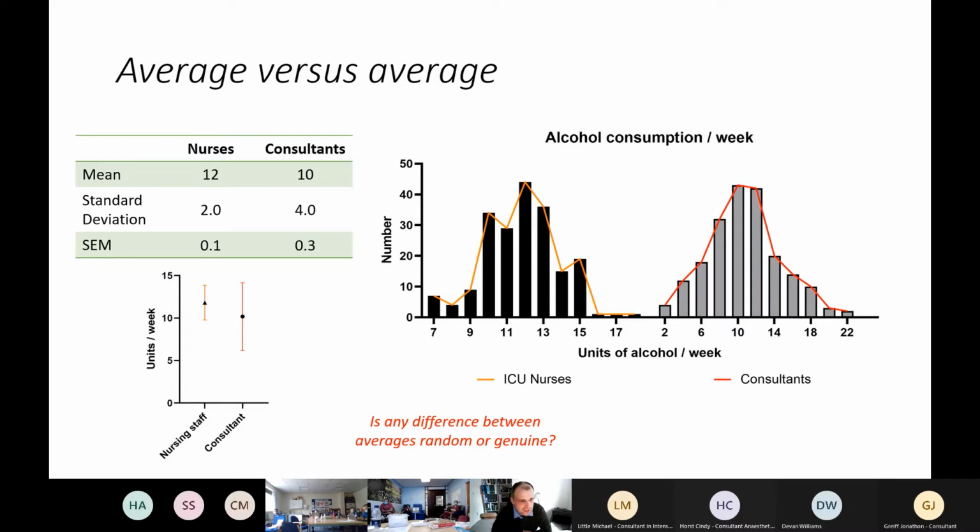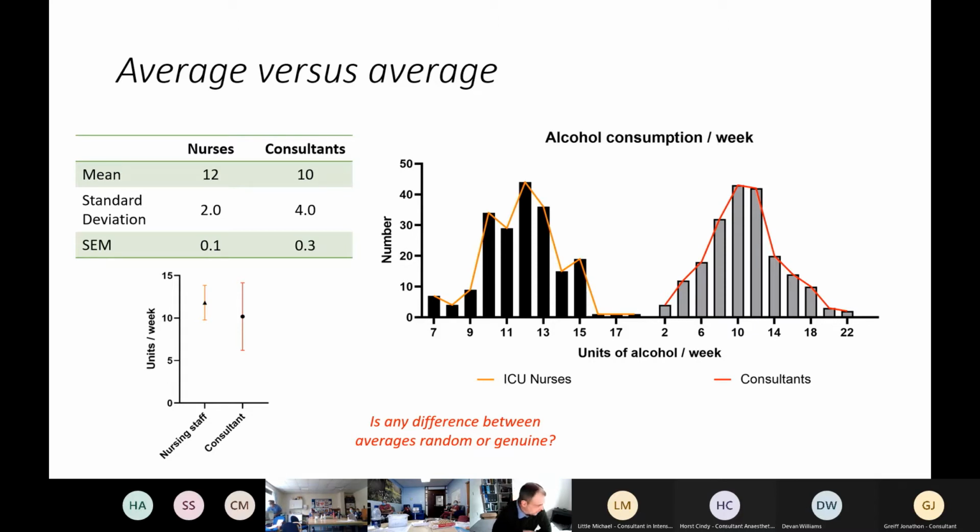And what you often see in papers is something like the bottom left-hand corner, which is a bit like a box and whisker graph, but a similar sort of principle. It has the average as the black dots, and the lines are the standard deviations, one above and below. So nurses drink on average 12 units per week, plus or minus 2. So 68% of nurses will drink between 10 and 14 units a week.